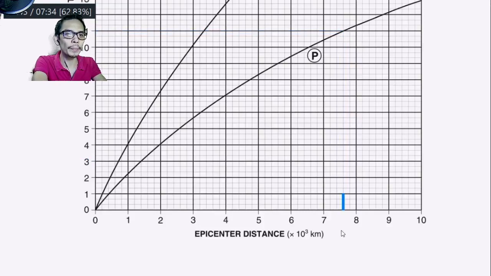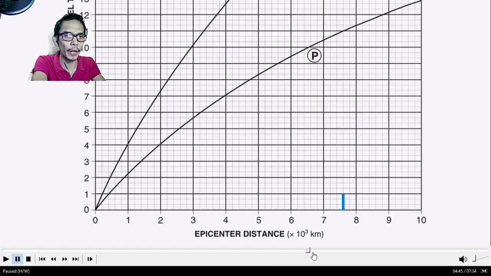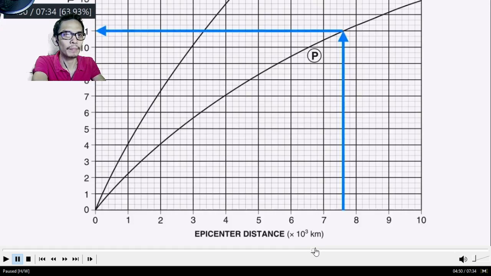So let's go back to our travel time curve and find out the P-wave travel time. To find the P-wave travel time, you mark the 7,600 kilometer epicenter distance and draw a line vertically upward going to the P-wave. Then there you have it.